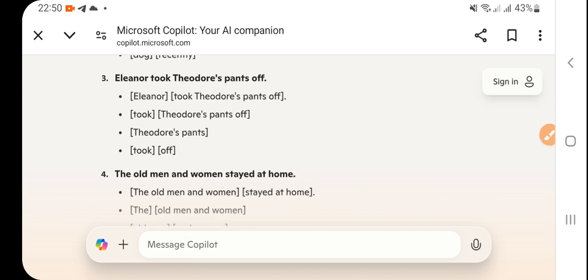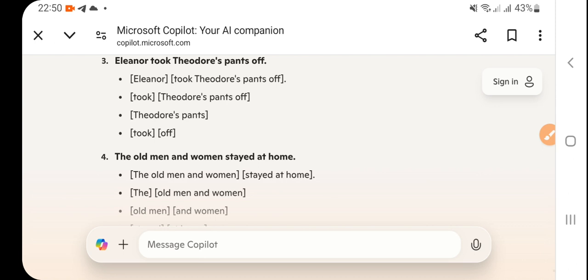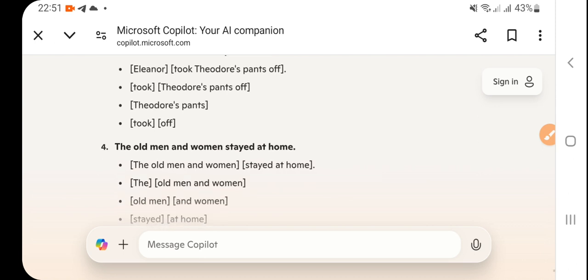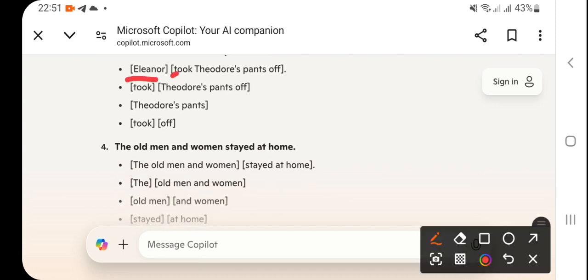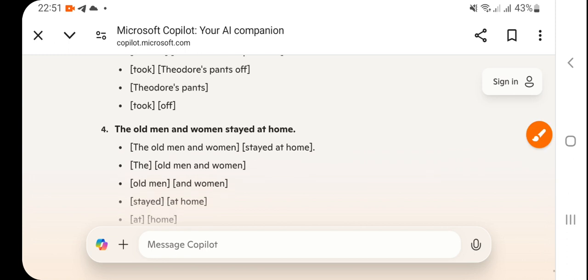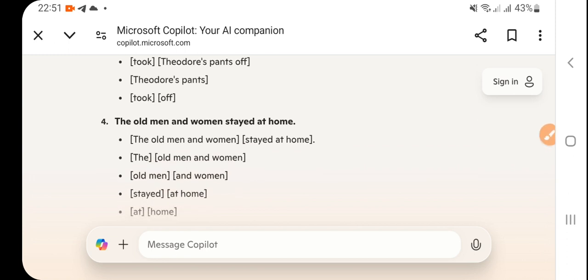Eleanor took Theodore's pants off. So that's Eleanor. That's took. That's a verbal phrase. That's a noun phrase. That's a verbal phrase. Then the verb will be dropped. Then again a noun phrase, and then Theodore's pants. So that is challenging. We have already learned that there are some challenges. And then took and off. So off is a particle, right?